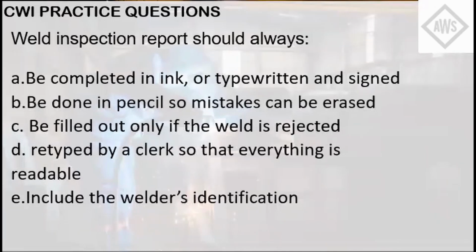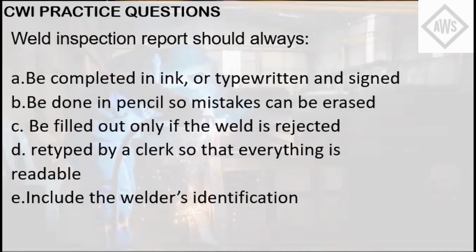Letter B is not advisable since temporary written reports are prone to illegibility later on. A weld report is done whether the weld is accepted or rejected, so letter C is not the answer. The weld inspection report shall be done by the one who inspected the weld, preferably the one in charge of the welding quality control program or a CWI.